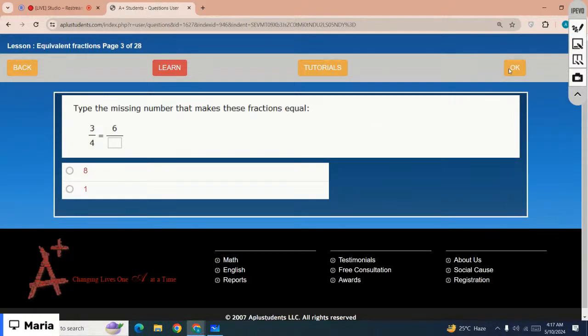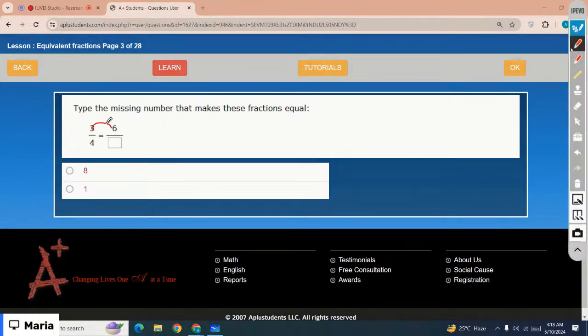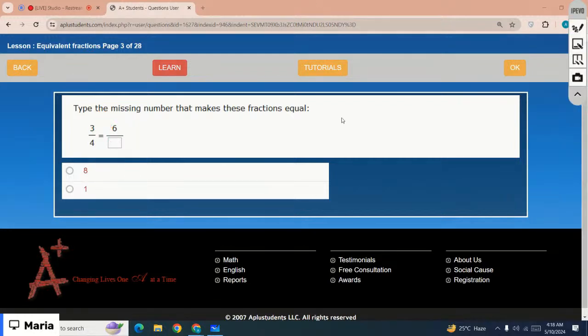Type the missing number that makes these fractions equal. You have to find the missing number, right? So 3 times what number is 6? 3 times 2 is 6, right? That means you have to multiply the denominator by the same number. So 4 times 2 is 8. The missing number is 8. Got it? So the missing number is 8.